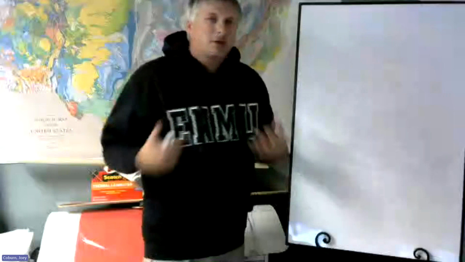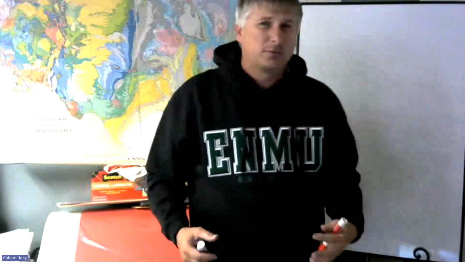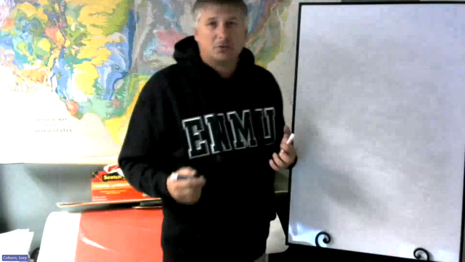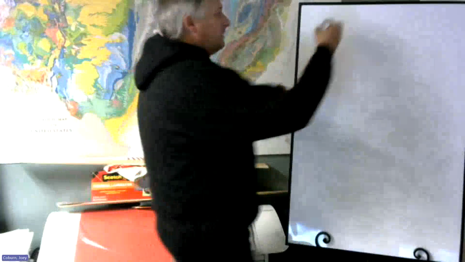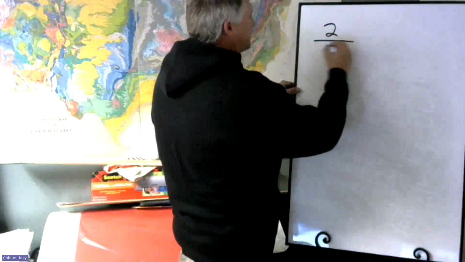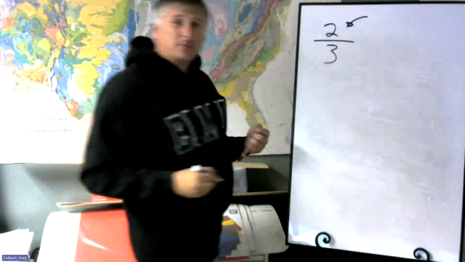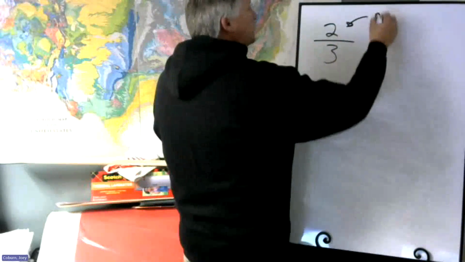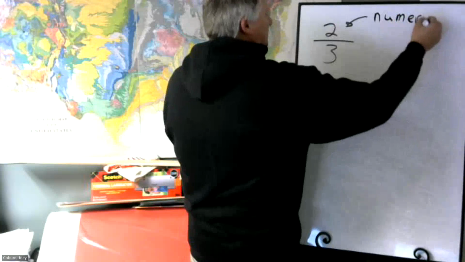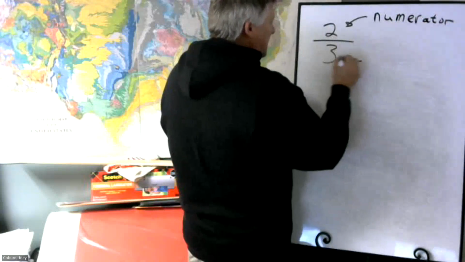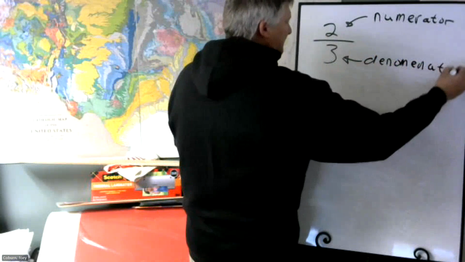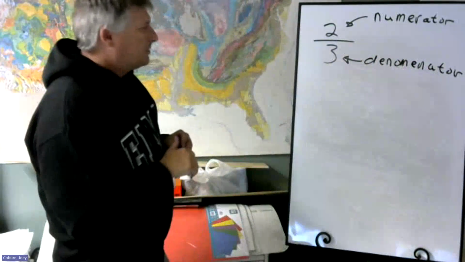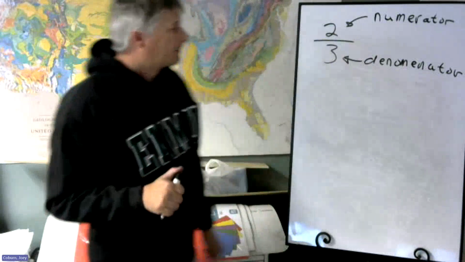So I want to go over right now some fraction terminology, and these are words that you're going to run into quite a bit, and then some meanings of the symbols. So first off, when we have a fraction, we have a special name for the top number. We call this the numerator. And then there's a special name for the bottom number, the denominator. So you'll run into this from time to time.